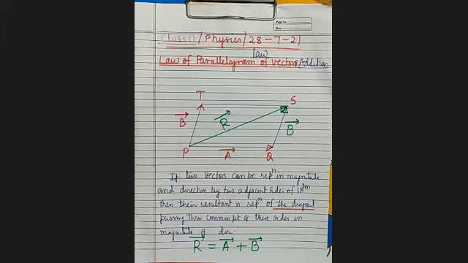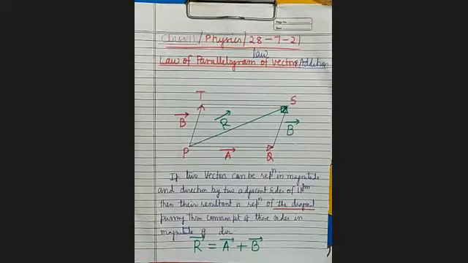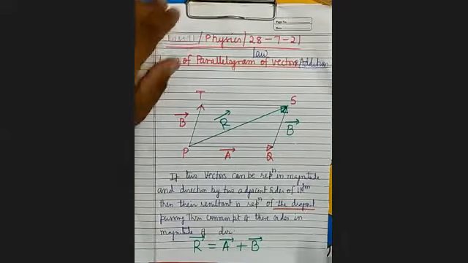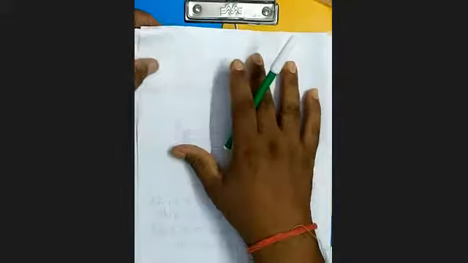It is clear? So if two vectors can be represented in magnitude and direction by two adjacent sides of a parallelogram, then their resultant is represented by the diagonal which passes through the common point of these two sides. Now there is one rule: vector addition is commutative. See here, what is the meaning of commutative? There is one more thing: polygon law.